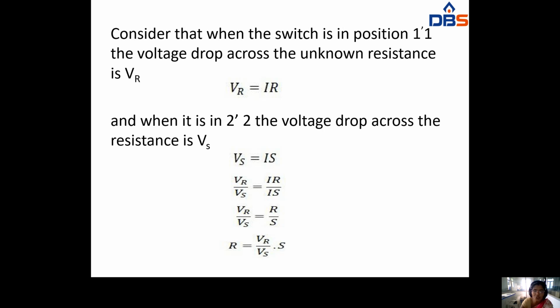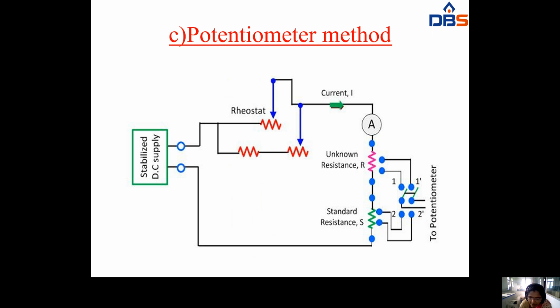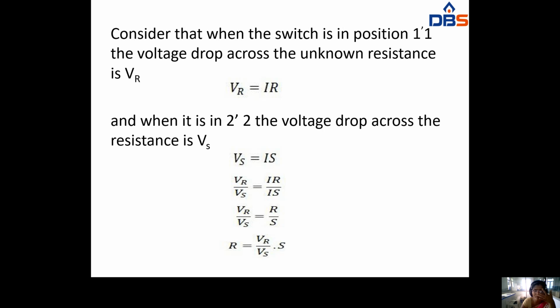Consider that when the switch is in position 1-1, the voltage drop across the unknown resistance is VR. See here, whenever the switch is at 1 and 1, you have to close this one. At that time the voltage drop across the unknown resistance is VR, which is given by VR equal to IR. And when it is 2-2, the voltage drop is across the standard resistance, so the standard resistance comes into the circuit. At that time you can write Vs equal to IS.